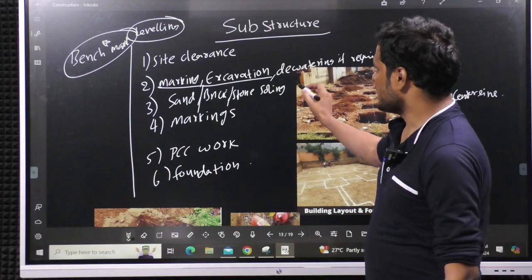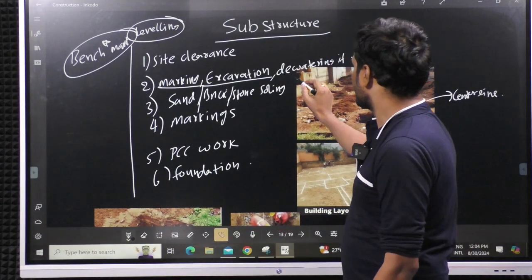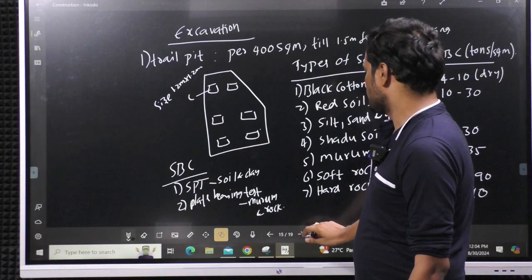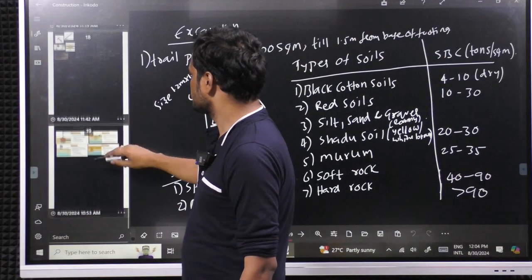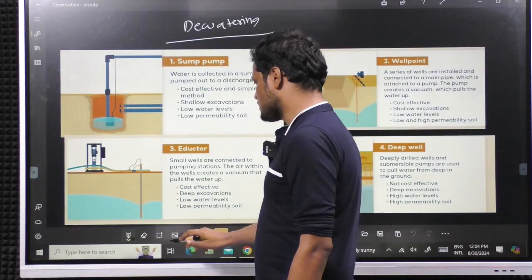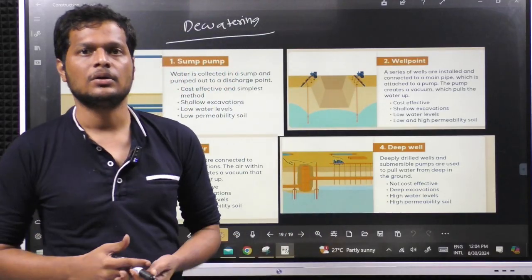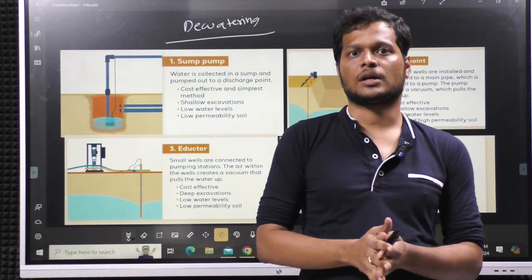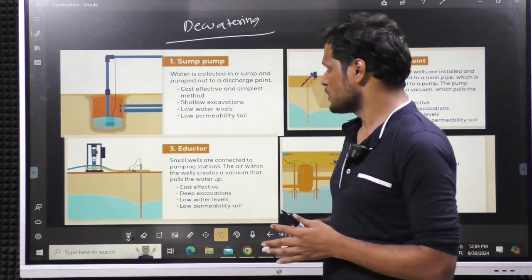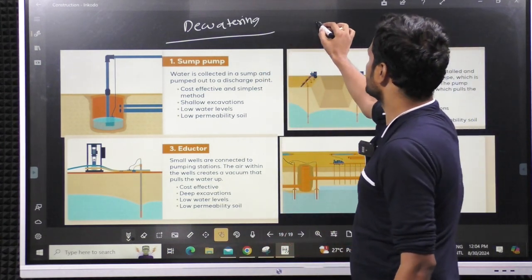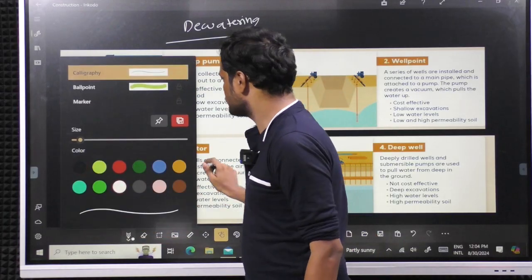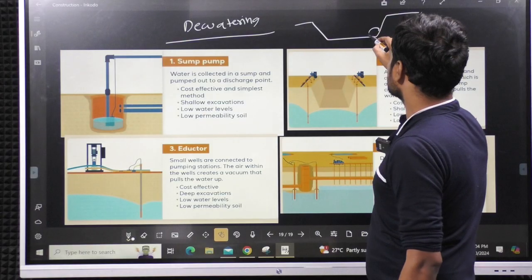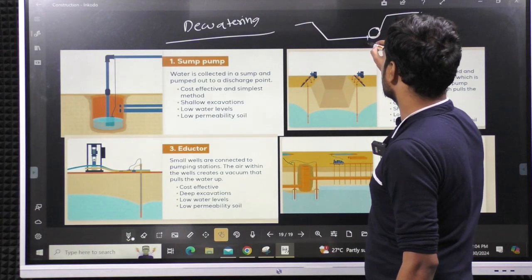The second challenge after excavating is dewatering. In some places we will be getting water. Depending on the reason for the water and the quantity of water, different methods are adopted to remove it. In small areas, what we generally do is create a small sump. We will excavate a small sump here.